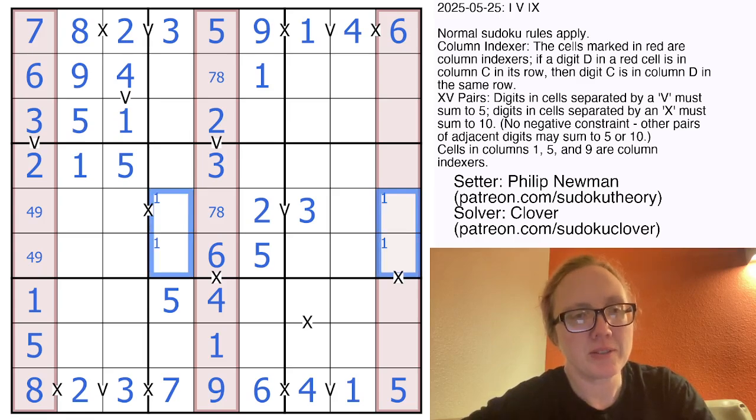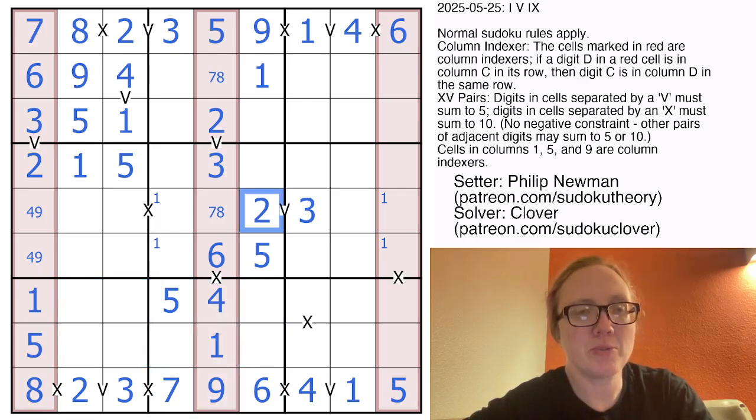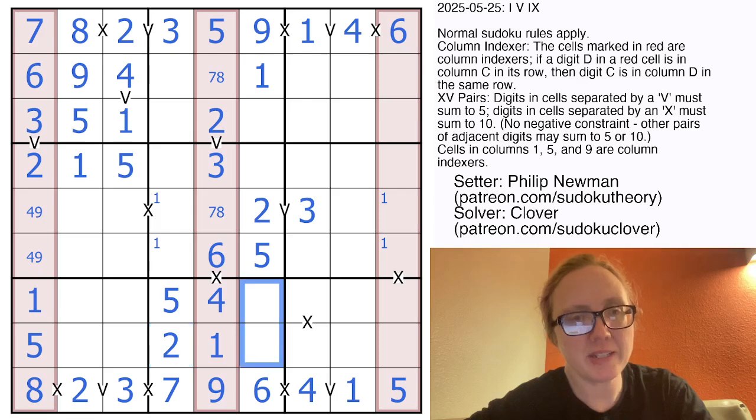What else is looking nearly resolved? So in this region and this region, we have almost all of our digits. We need to place a 2 in this region somewhere, and there's a 2 right there that sees these 2 cells. So that's going to be a 2. And here I need a 3 and an 8.